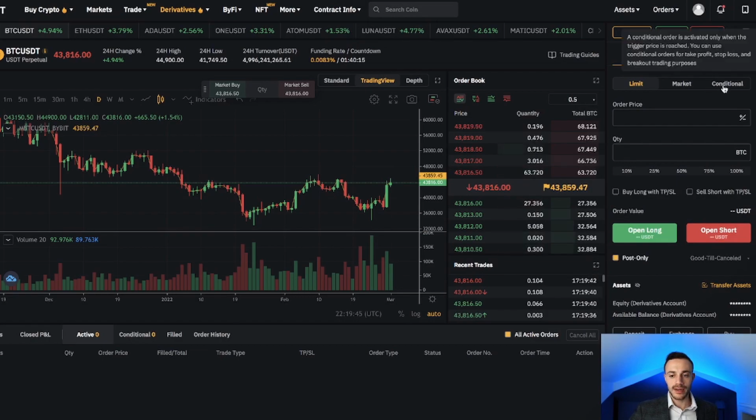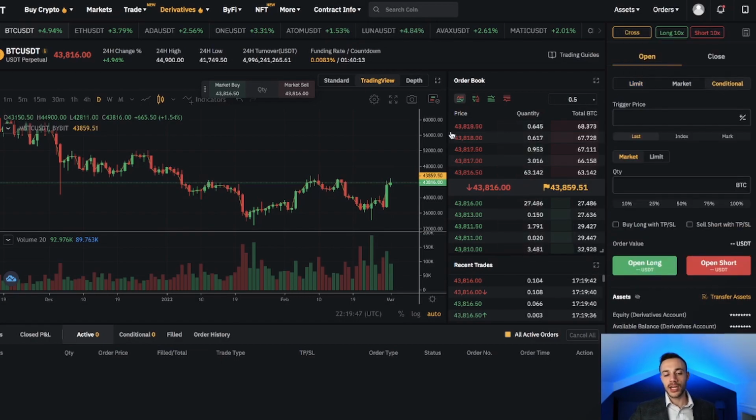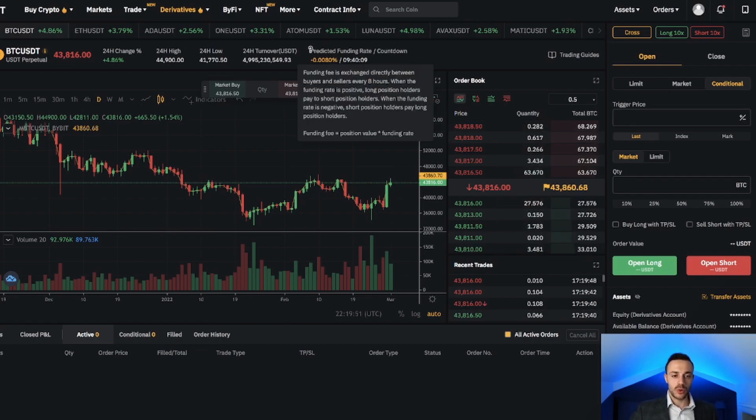Now, I will go over the conditional order because I do like these entries as confirmation entries, especially as a supply and demand zone trader.